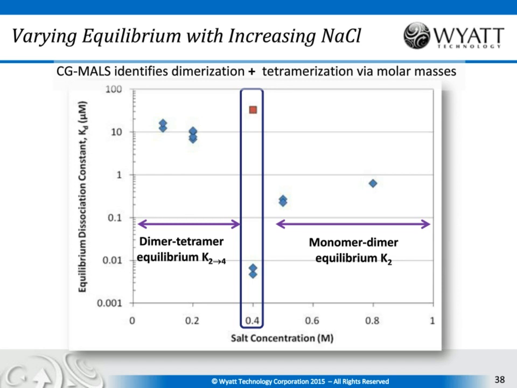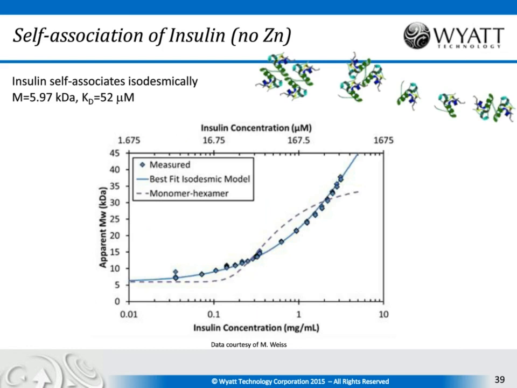Insulin tends to self-associate. If you have zinc, then it tends to form hexamers, but if there's no zinc, it self-associates differently. Here was an analysis done on self-association of insulin in the absence of zinc, and you can see how the apparent molecular weight increases with insulin concentration. If you try to fit these data to a model of hexameric self-association, that's the dashed purple line, you can see that these data just do not fit that self-association scheme.